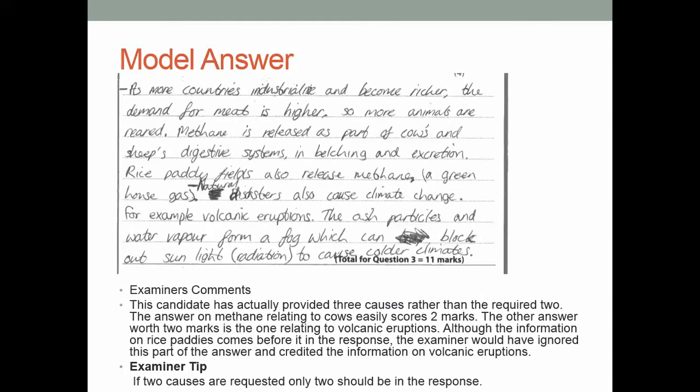So here we have a model answer. And this is aimed at looking at one good example. The example we're looking at here scores 2 marks relating to the cows. And then you've got some other information coming into it as well. You must be writing about 2 causes in these answers. This answer writes about 3 causes, but it gets the marks anyway. So just make sure that you're learning these different ideas and then learning to explain them.